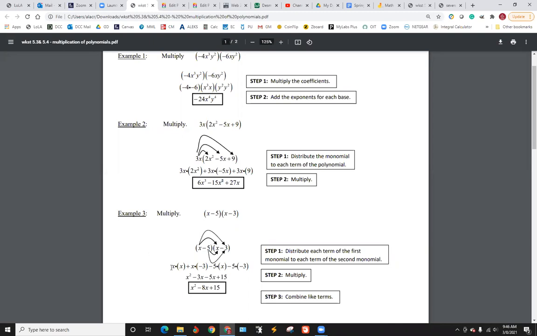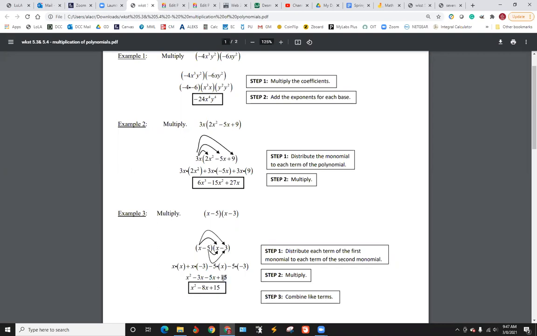So this right here is the F in FOIL. It's first times first, x times x. X times x is x squared. Outside, the O in FOIL, x times -3, and we write that as -3x. On the inside, it's -5 times x, so -5x. And the last, -5 times -3 is +15.